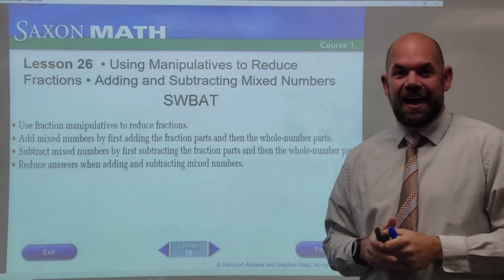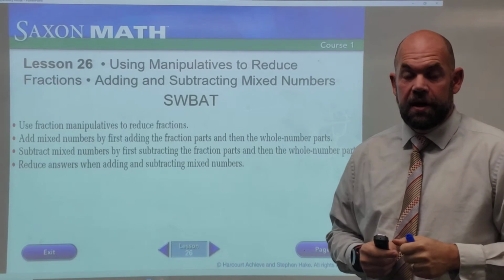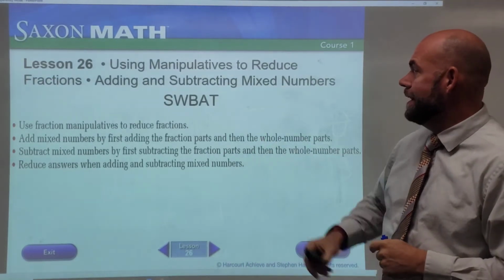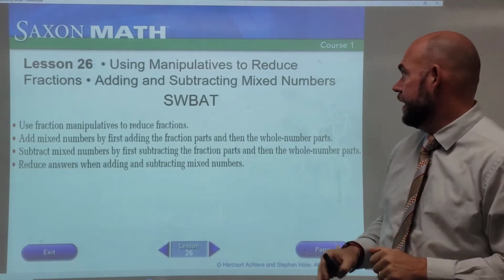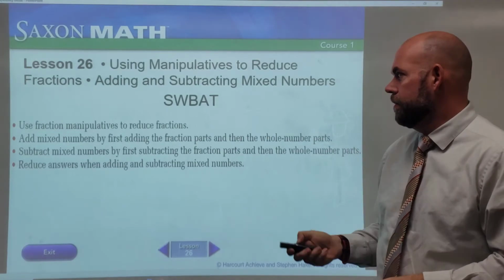Hi, good morning. Today we're going to look at lesson 26 in our level 6 math. So this is Saxon Math lesson 26, using manipulatives to reduce fractions and adding and subtracting mixed numbers. So we're really doing two big things here in this lesson.